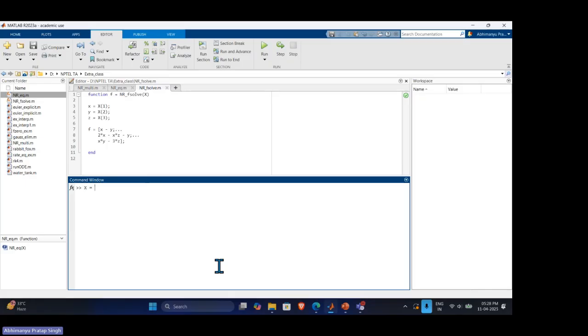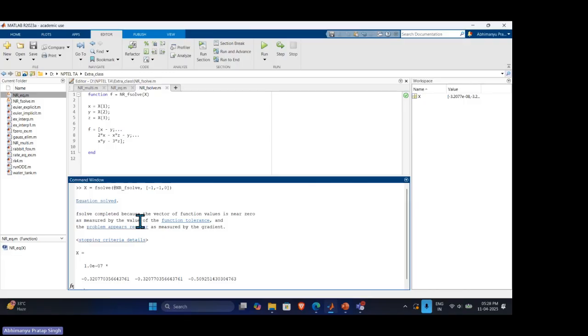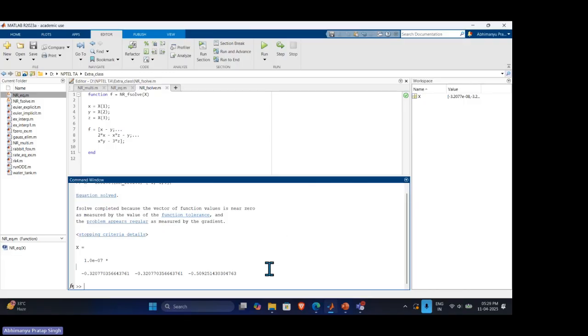So x = fsolve, and I will give my initial condition as -1, -1, and 0. Okay, so it says that equation solved. Further, there are more options for the output that we can check for this fsolve. So like we can check my x result output. Then I think there is the residual and the function value.